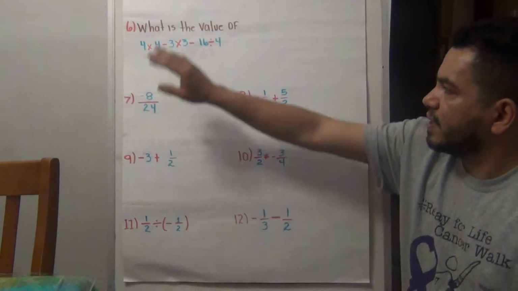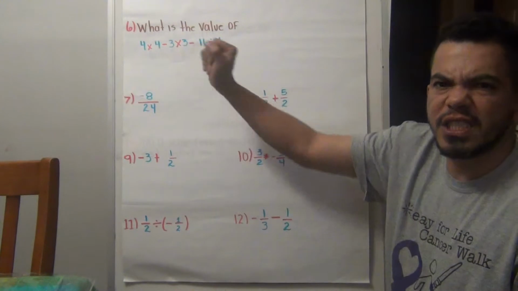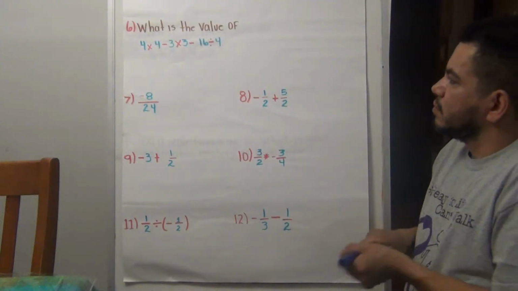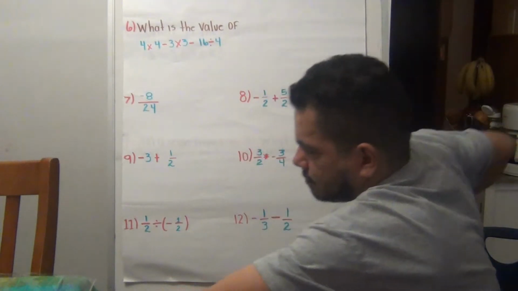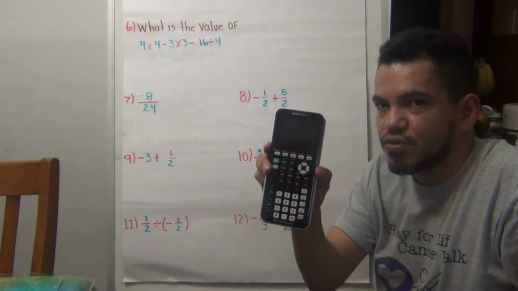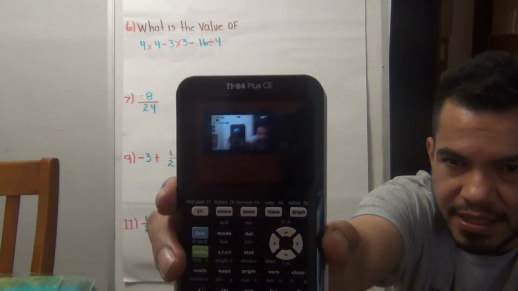What is the value of... No, no. Okay, can we see this? Yes, we can see it. Well, I really have no idea. I'm going to have to use the calculator. Oh, this is going to save you. Trust me. You need to get this one. TI 84 Plus CE.